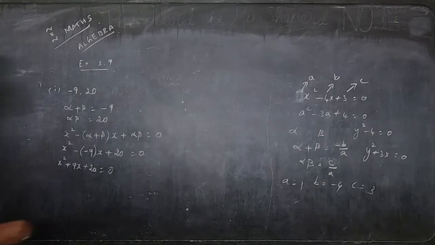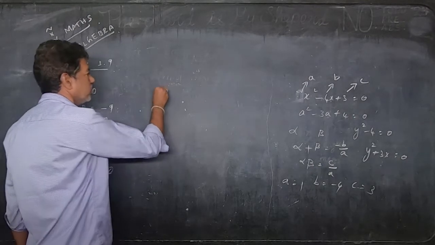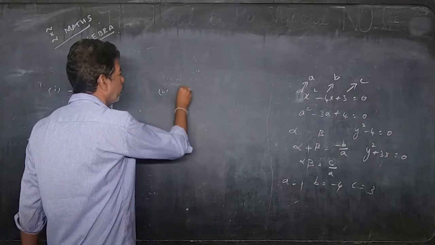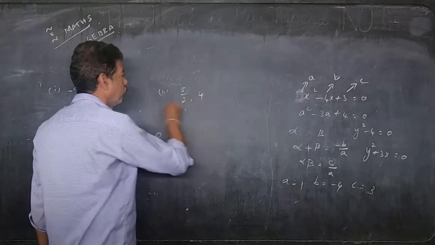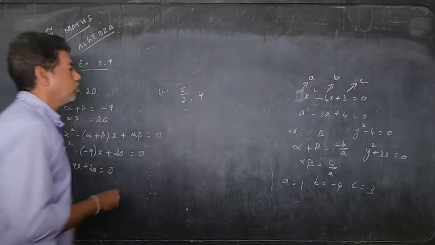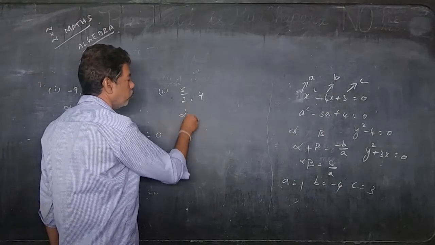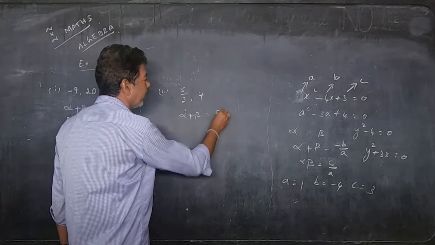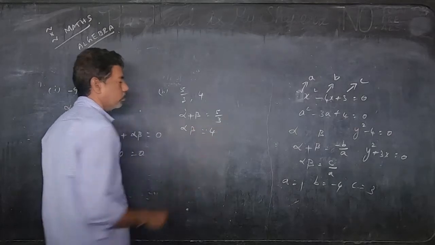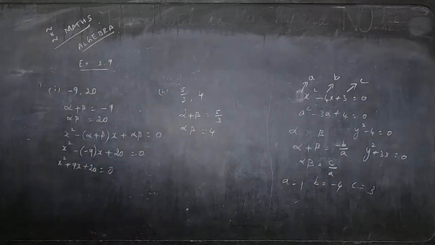Okay. Question number 2. So in that, 5 by 3 comma 4. Okay. What is sum of roots? Sum of roots equal to 5 by 3. Product of roots is 4. It's clear now? Sum of roots and product of roots is given.